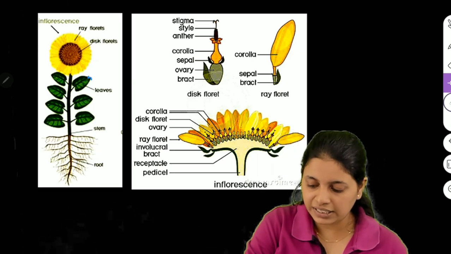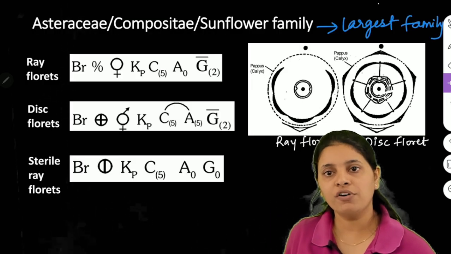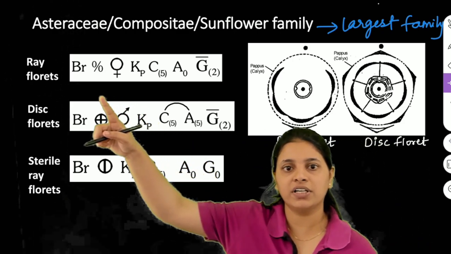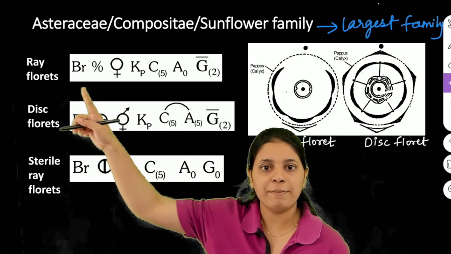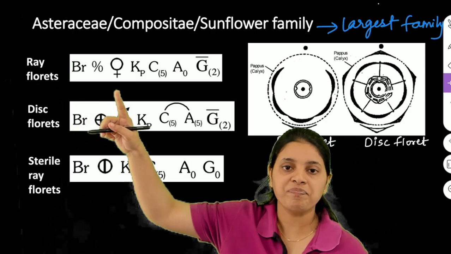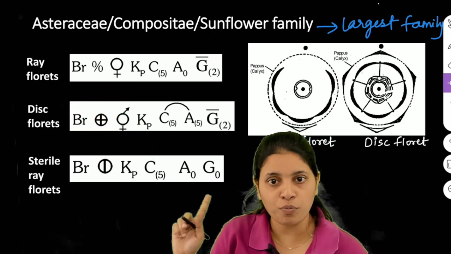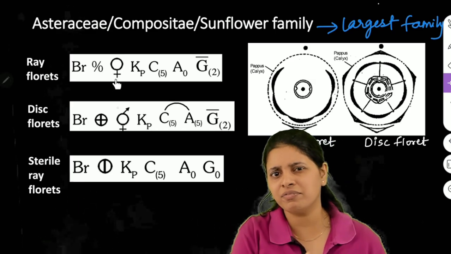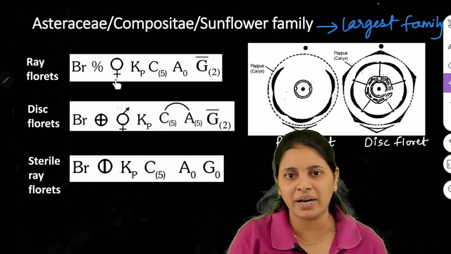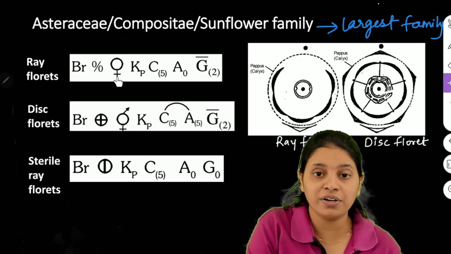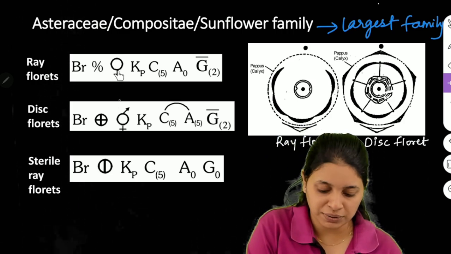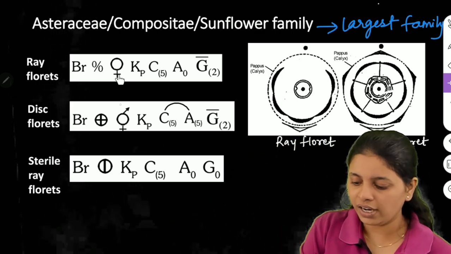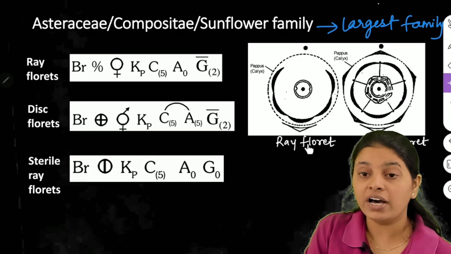Okay, so let's see the floral formula and the floral diagram of each type of floret. First we have the ray florets, that is the peripheral ones. Bracts are present, so bracteate. Here the symmetry is zygomorphic, hence the percentage sign. Next, female flowers, right? So far we have seen so many formulae, but all had bisexual flowers. This is the first one where we have unisexual flowers, specifically female flowers. Okay, so see this now. This is the diagram of the ray floret.